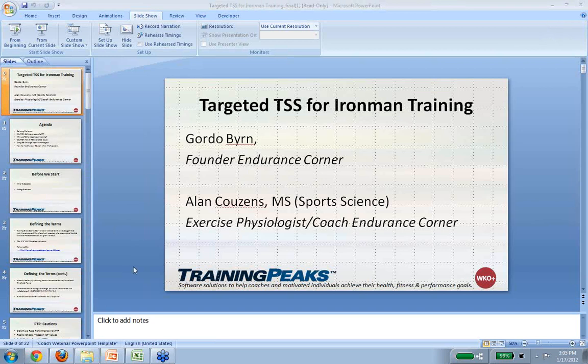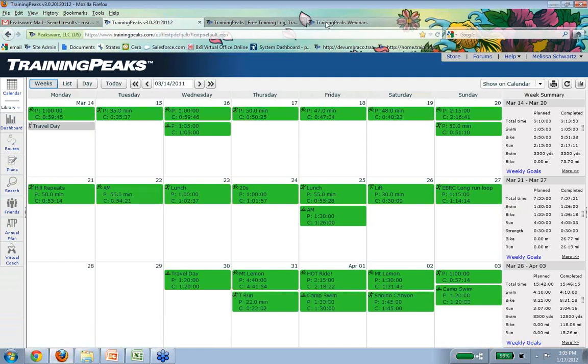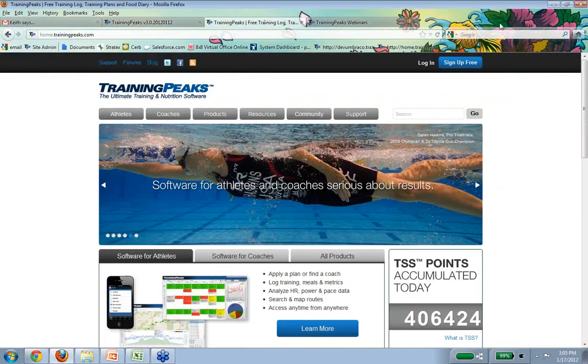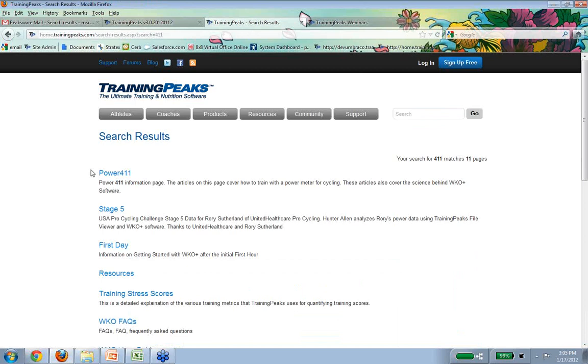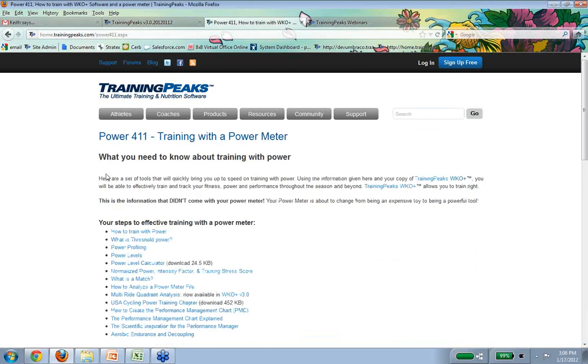There's a lot of information here, and there's a great article that the guys mentioned at the beginning of the presentation, so I'm just going to show you how to get to it. It's called Power 411, and if you go to TrainingPeaks.com and type Power 411 in the search box, you should be able to find it that way. This is an awesome place to start. It goes through a lot of the terms that Alan and Gordo used, and it's a really good place to start getting some information on all of this.